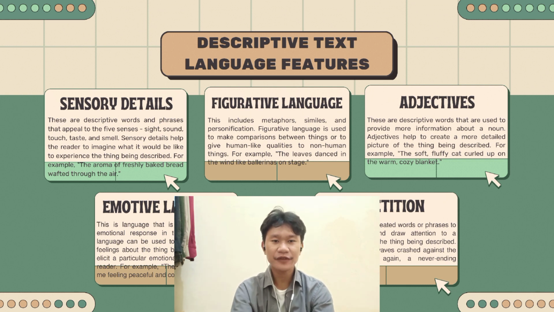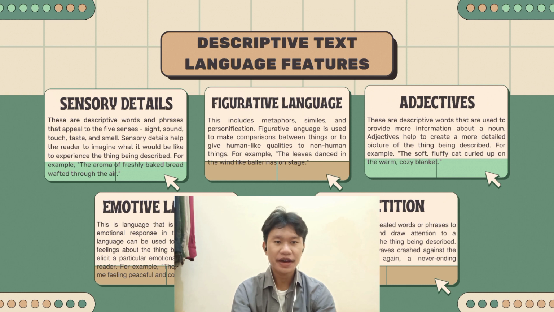The next is figurative language. This includes metaphors, similes, and personification. Figurative language is used to make comparisons between things or to give human-like qualities to non-human things. For example, the leaves dance in the wind like ballerinas on the stage. The example given is a simile, which compares moving leaves to the movement of ballet dancers on the stage.